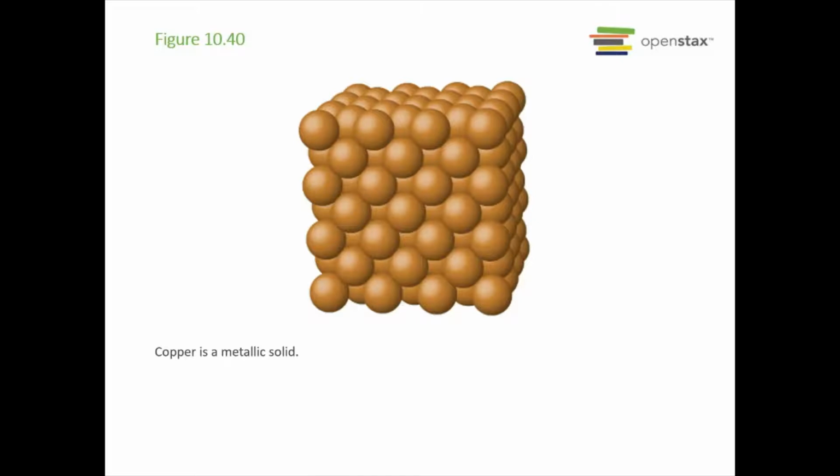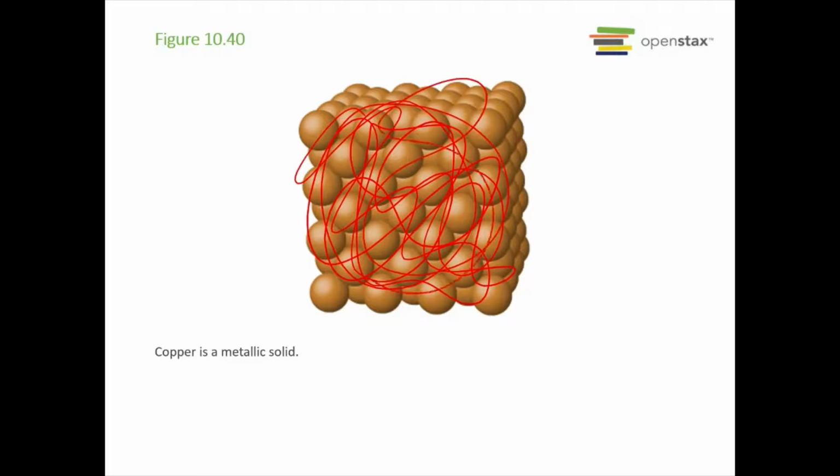So here's an example. Copper is a metallic solid. You have all these copper atoms, and the electrons are just kind of whooshing around in here, having a grand old time, making a sea of electrons.